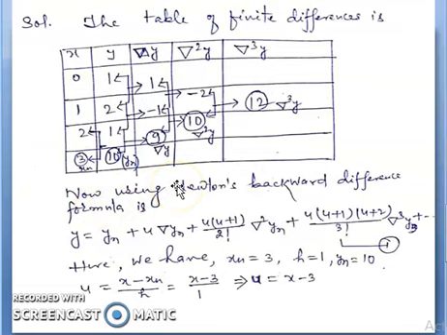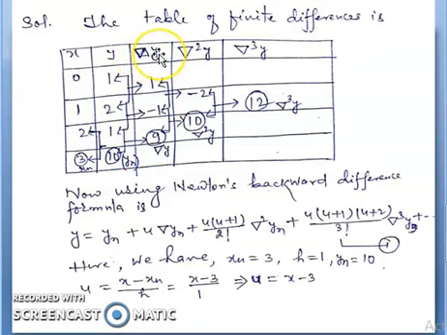Now the solution of this problem. The table of finite differences. So first we draw the table of finite differences. In the first column, the given values of x, that is 0, 1, 2, 3, and this is also given, y is 1, 2, 1, 10. Then in the third column, that is del y. Del y is the difference between the values of y. So 2 minus 1, that is 1. 1 minus 2, that is minus 1. 10 minus 1, that is 9.